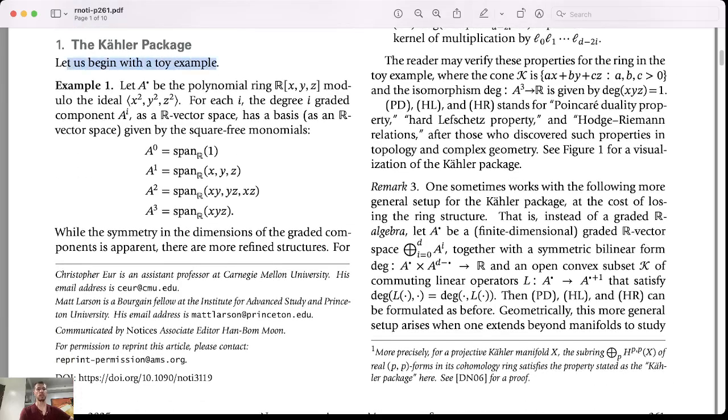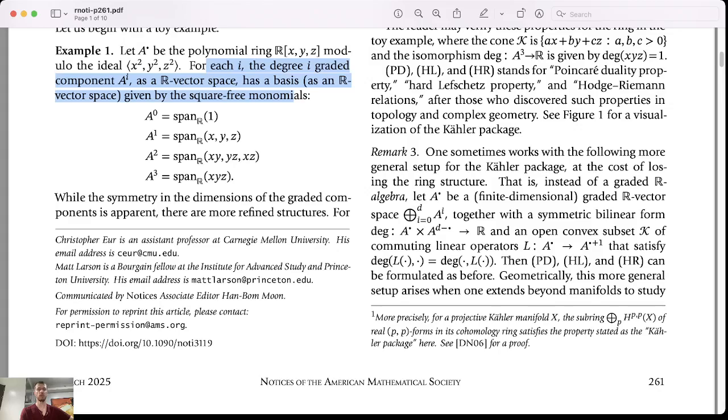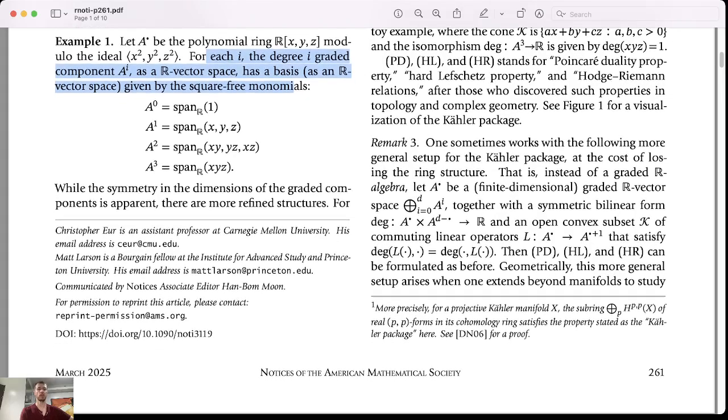The Kähler package. Let us begin with a toy example. Example 1. Let A dot be the polynomial ring R adjoin x, y, z modulo the ideal generated by x squared, y squared, z squared. For each i, the degree i graded component A_i, as a real vector space, has a basis given by the square-free monomials. A0 is the span over the reals of 1, A1 is the span over the reals of x, y, z, A2 is the span over the reals of xy, yz, and xz, and A3 is the span over the reals of xyz.